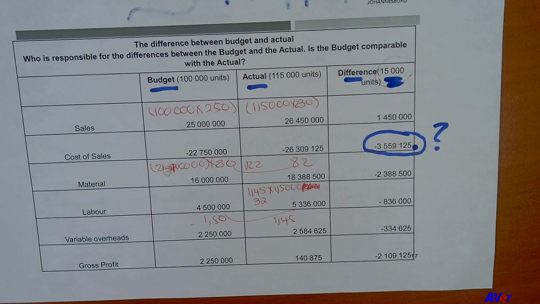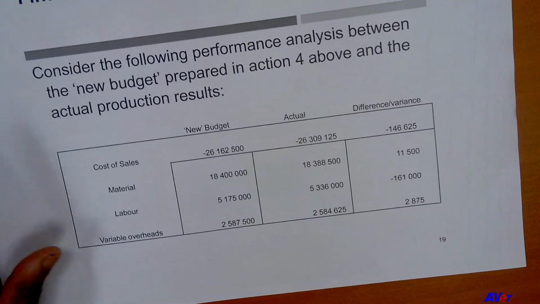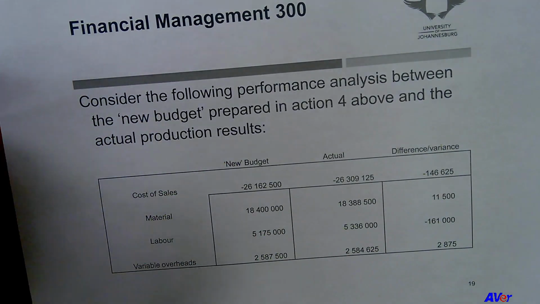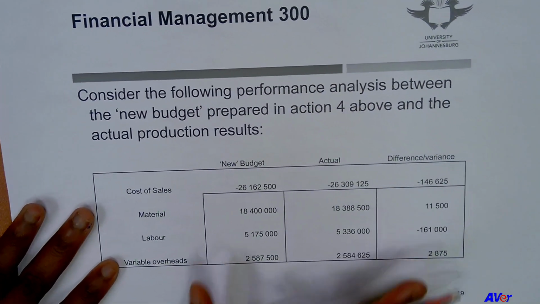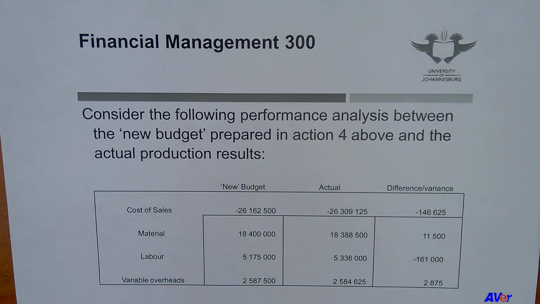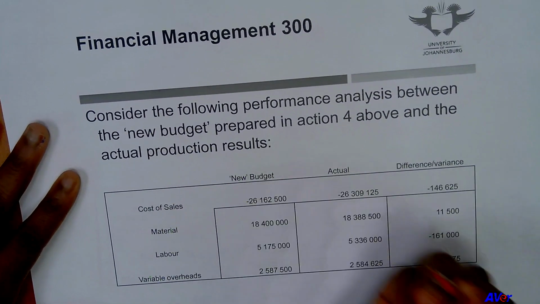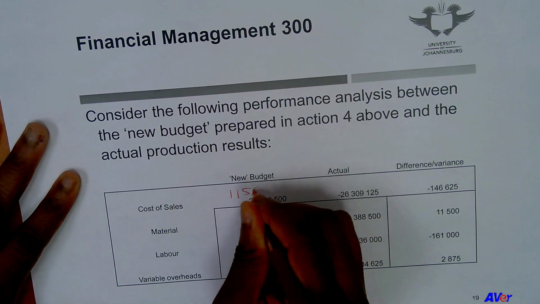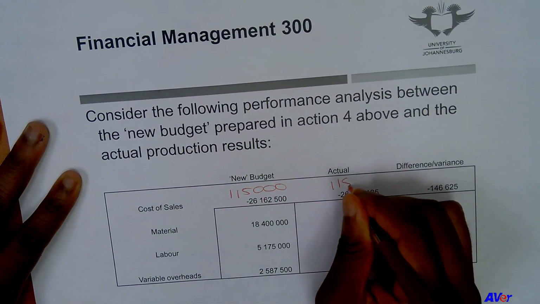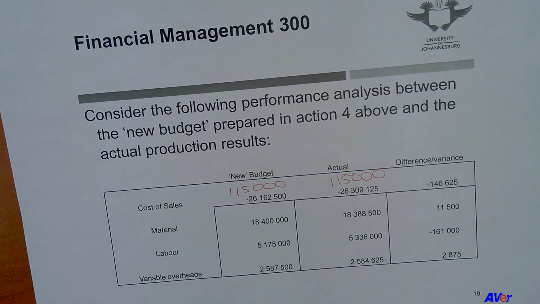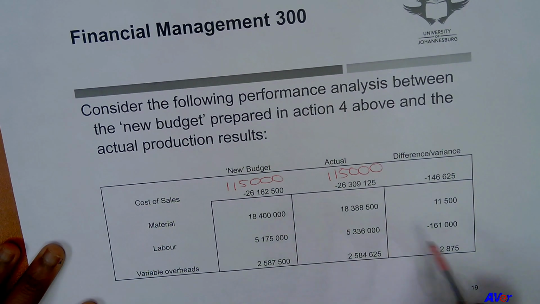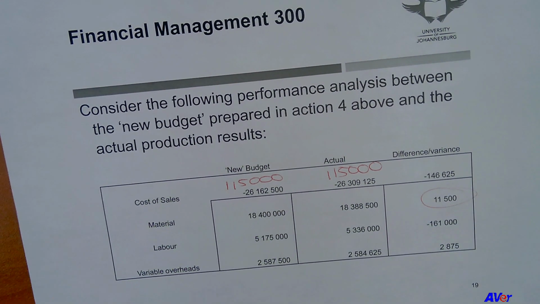Now, if you leave that and you say, what if the production units are kept the same? So we've made it more comparable. We are comparing apples with apples. So the units that are now used here is the 115, and here it's the 115. So we've taken away that difference of 15,000. We've now said, okay, let's say you had produced 115 and you had actual of 115. How would your differences then look? And you will see that your difference is now merely 11.5.